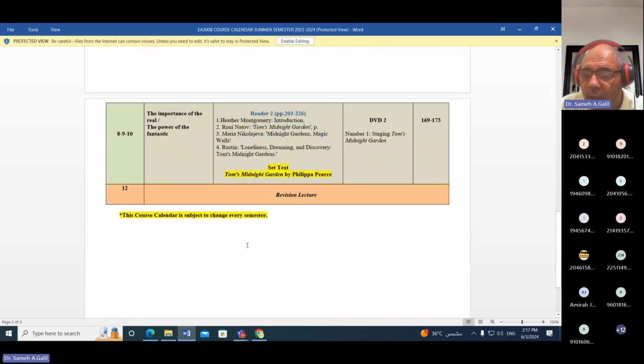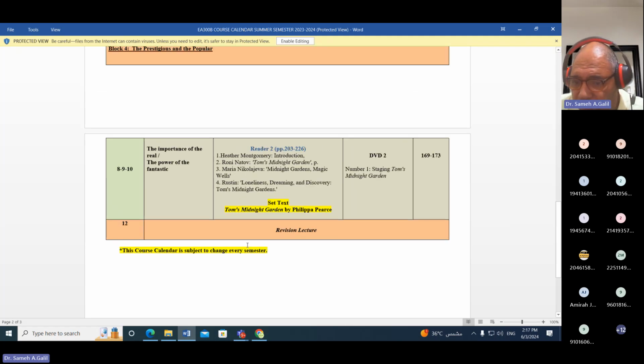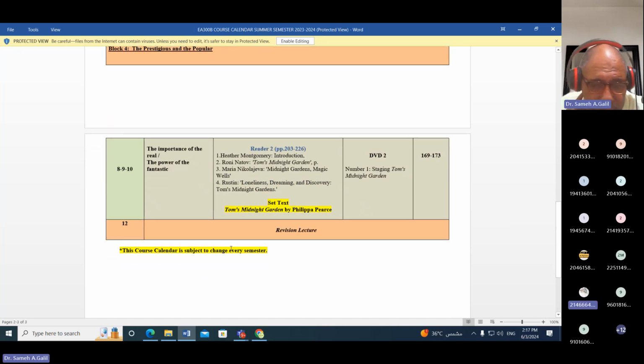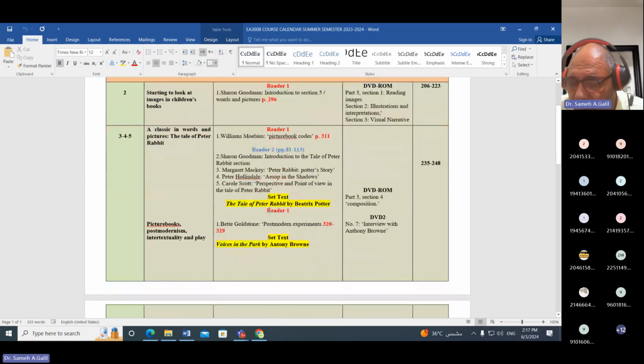Tom's Midnight Garden. Have you ever heard of this title? No, doctor. Fine. This was also adapted to the cinema, and you can see it and watch it filmed. Doctor, Midnight Garden was mentioned in the previous course. It was compared to another novel. Okay, that's interesting, which means that you know something about it.